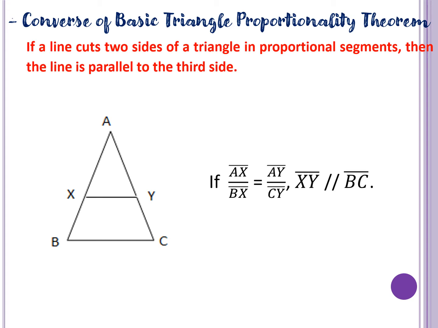Let's say we have triangle ABC. Now, if the ratio of AX to BX is equal to the ratio of AY to CY, then we can say that XY is parallel to side BC.